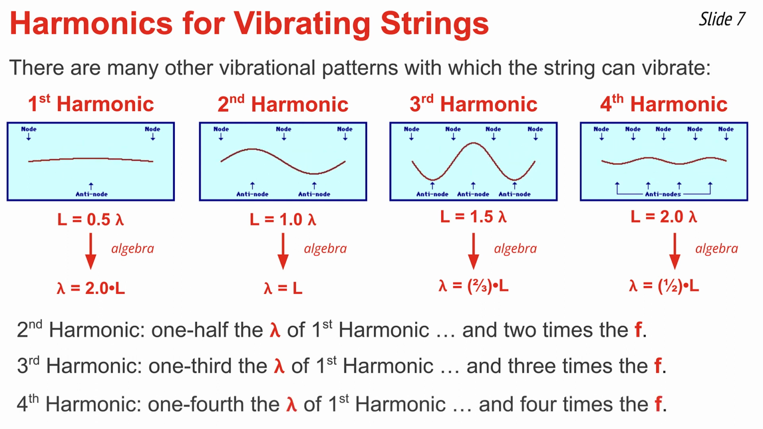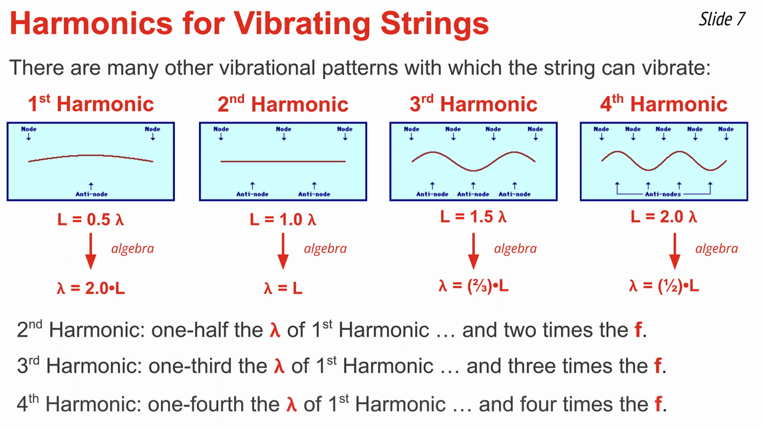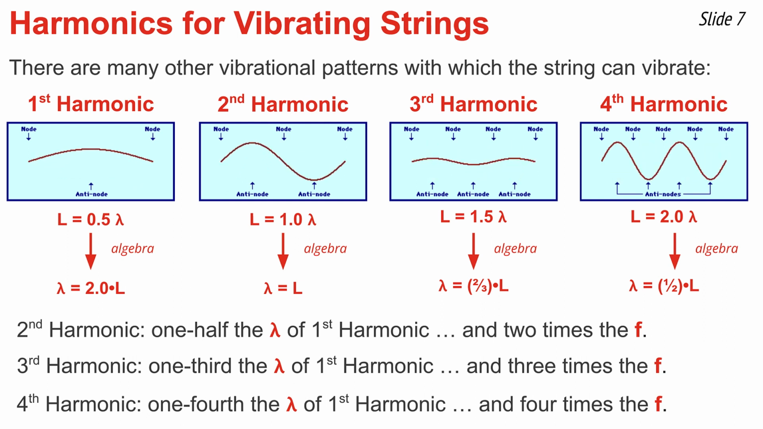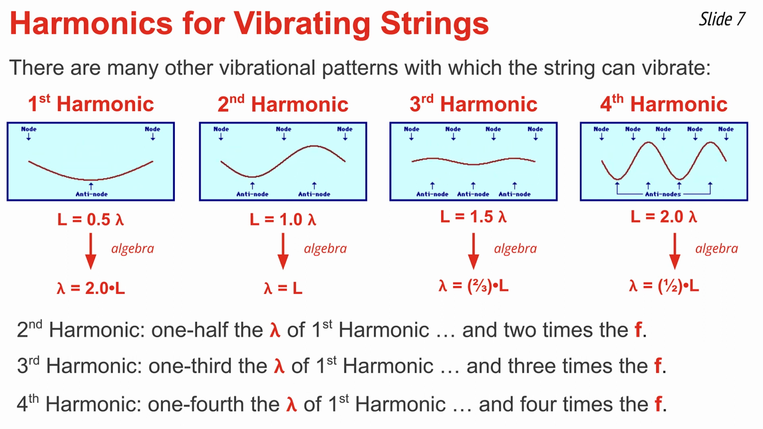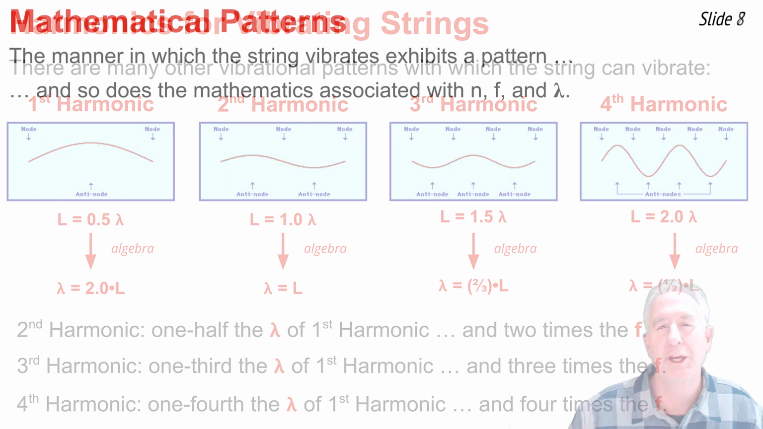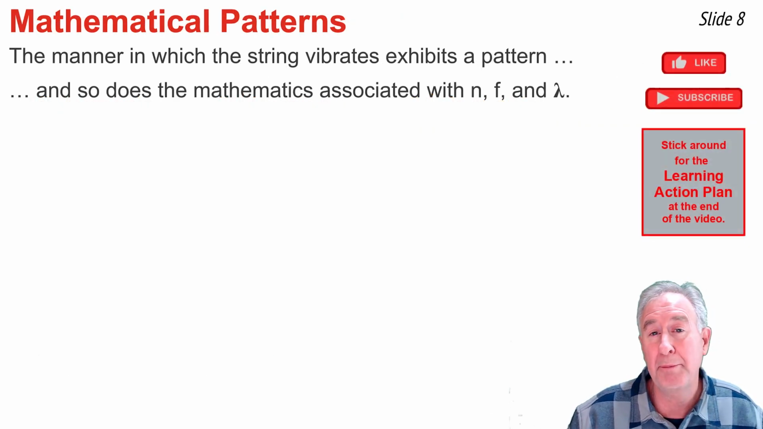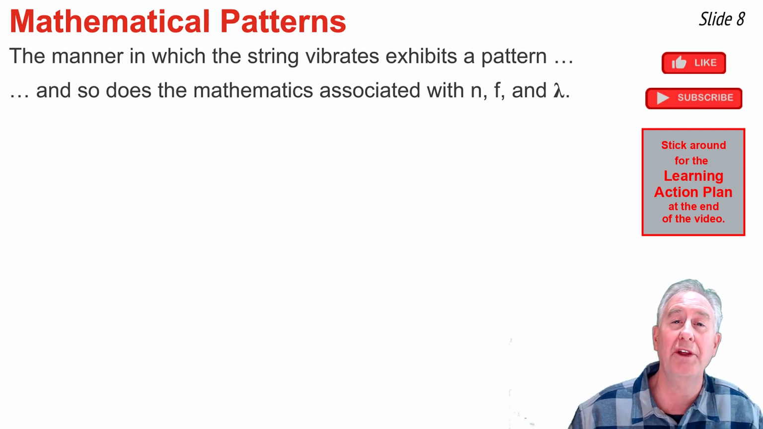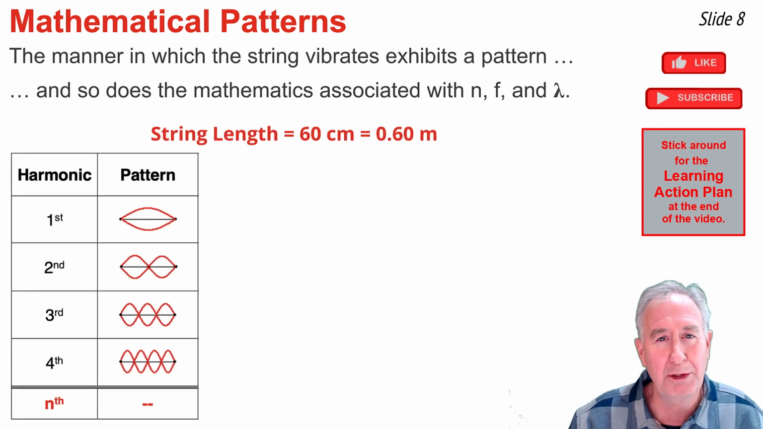And for the fourth harmonic, its wavelength is 1/4 the wavelength of the first harmonic, and therefore it must have a frequency that is 4 times the frequency of the first harmonic. We saw in the previous slide that the manner in which a string vibrates exhibits a pattern, and so does the mathematics associated with the harmonic number n, the harmonic frequency f, and the wavelength found in the pattern. This table illustrates some of those patterns.